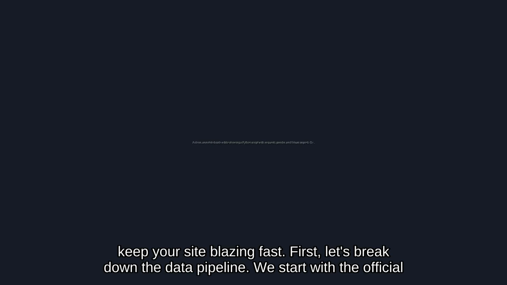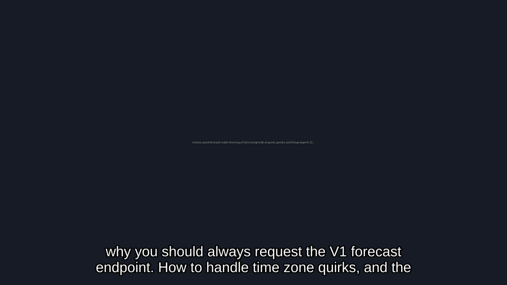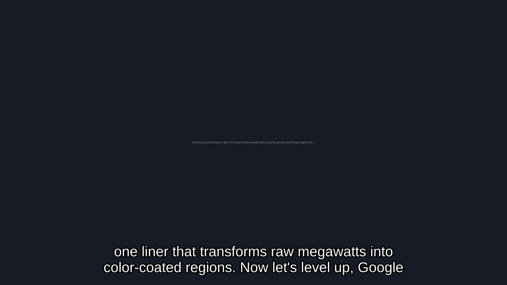We start with the official National Grid API. Fetch JSON, normalize with pandas, and visualize with Folium. I'll explain why you should always request the V1 forecast endpoint, how to handle time zone quirks, and the one-liner that transforms raw megawatts into color-coded regions.